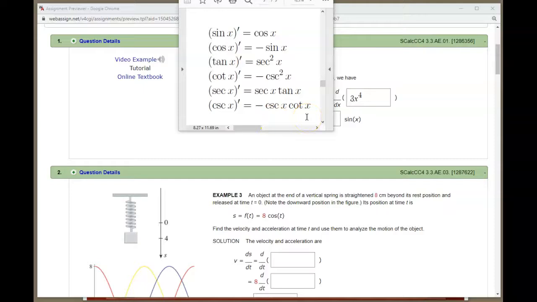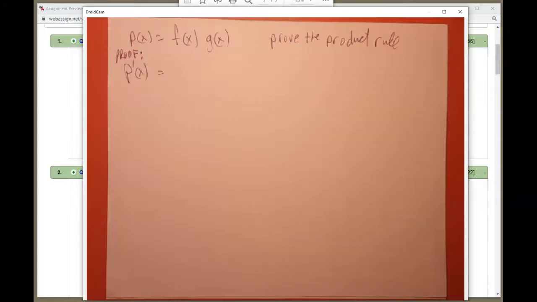So you need the product rule, the quotient rule, the power rule, derivative of the constant, and then you need the 6 trig formulas so far, and e to the x. So you have a few formulas. But I want to back up a step and actually do a proof of the product rule. So the product rule looks like this.